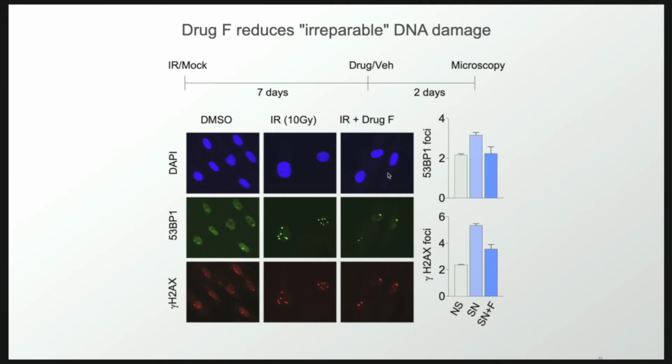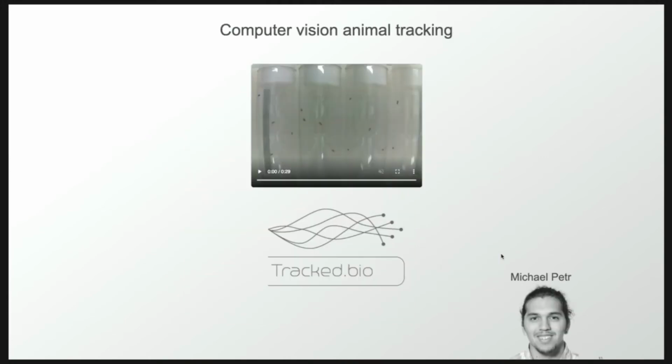And also, if you treat cells with ionizing radiation, wait for 7 days for senescence to be induced, and then treat with this drug F, it actually reduces the amount of persistent DNA damage foci. So these are foci that are thought to not be able to be repaired, and this compound actually appears to be able to reduce the amount of these foci, which is, I think, quite remarkable.